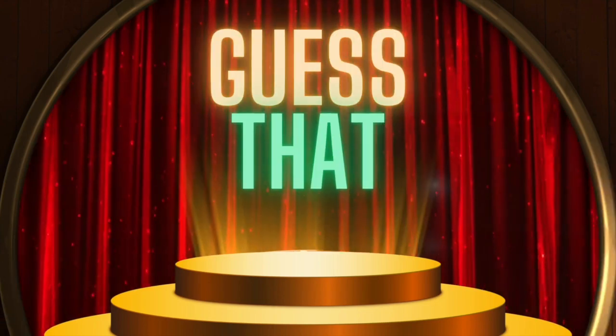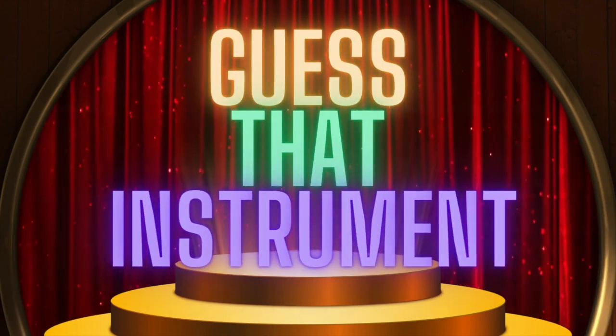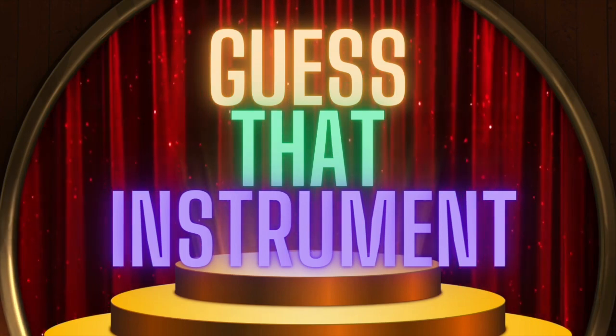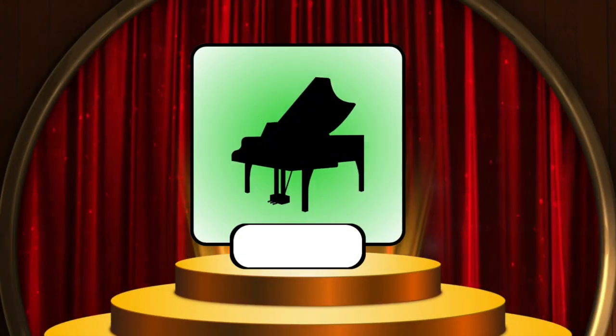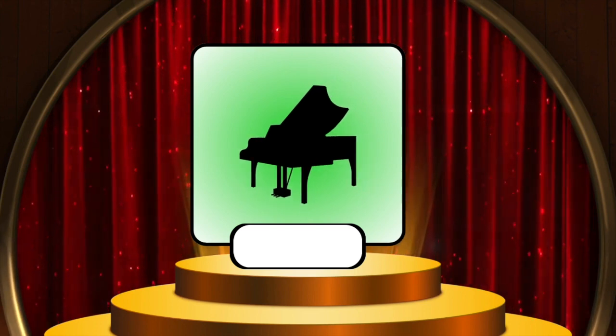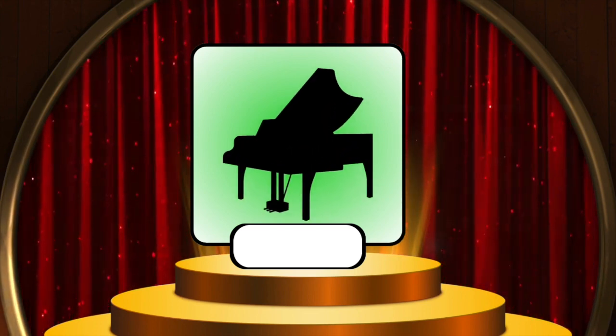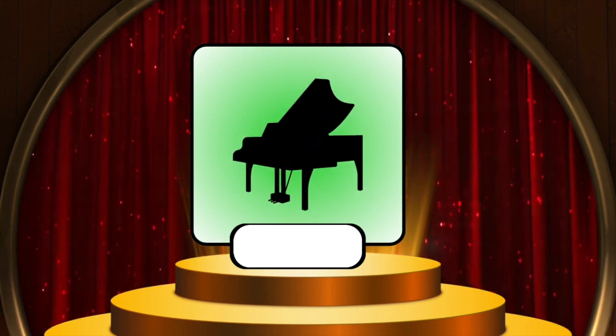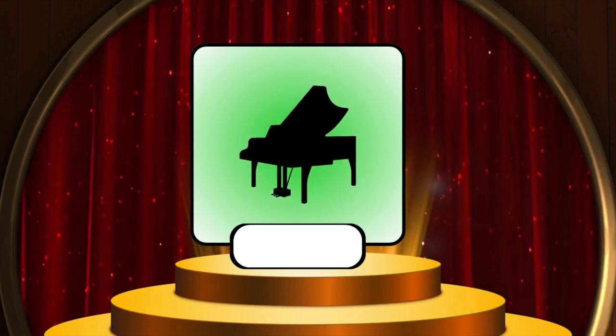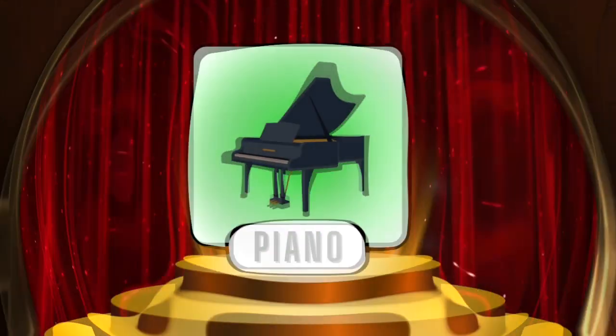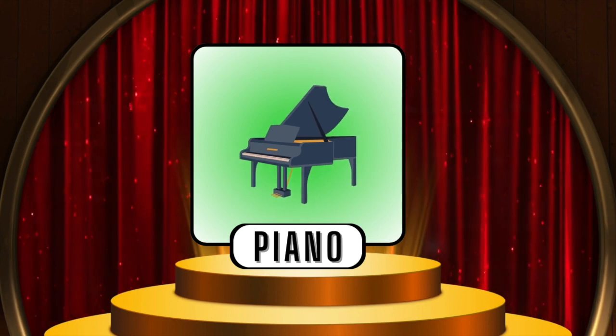It's time to play Guess That Instrument! Do you know what this instrument is? That's right, it's a piano.